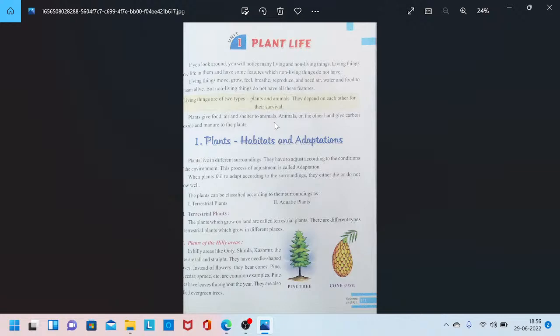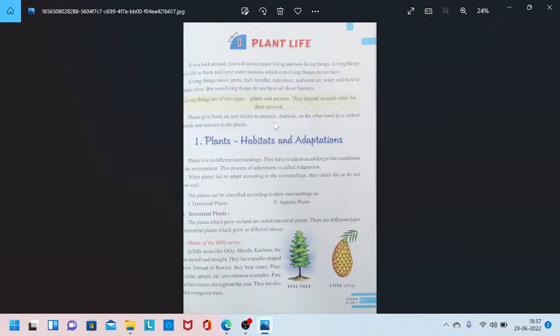They have needle shaped leaves. What shape of leaves do they have? They have needle shaped leaves. Instead of flowers, they bear cones. Pine, fir, cedar, spruce are common examples. Pine trees have leaves without a tip. They are also called evergreen trees. So cedar, spruce and pine bear cones instead of flowers.